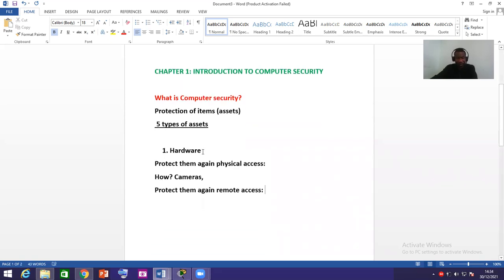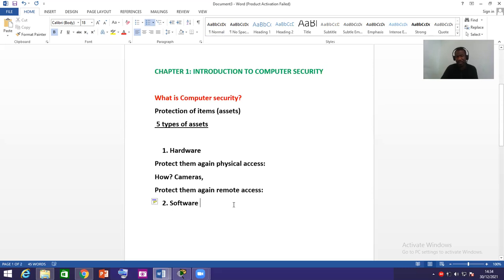So your devices that you have, you need to protect them against physical access, and you need also to protect them against remote access. So remote access means you can have your computer here in Dublin and somebody else can be in the US and that person can access your computer remotely. So you have to make sure that your computer or your devices is protected against remote access, right? So rule number one. Number two, you need to protect software, right?